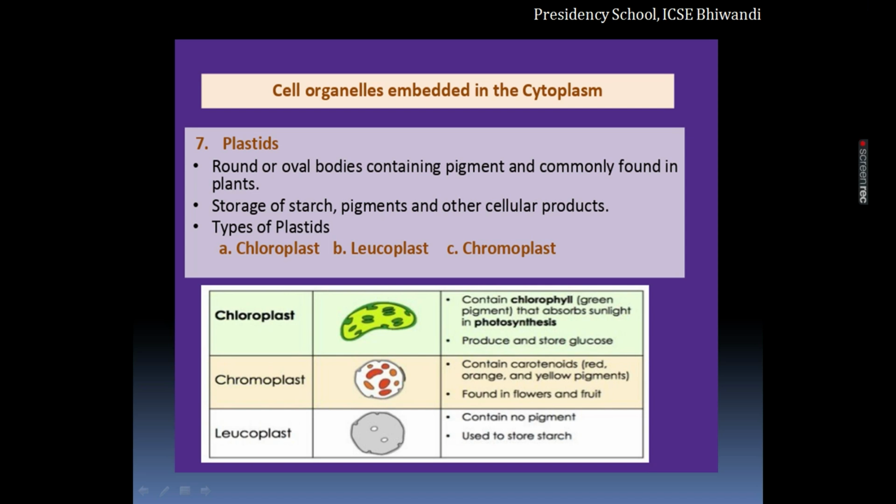Chromoplast contain carotenoids. Chromo means color, red, orange and yellow pigments, which are basically found in flowers and fruit. Leucoplast, leuco means white, colorless, no pigment, which is basically used to store starch. So the plastids are of three types: chromoplast, chloroplast and leucoplast.